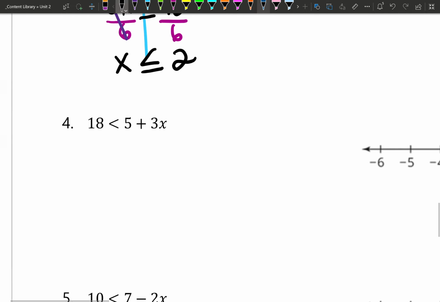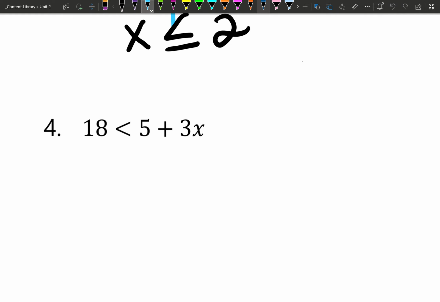3 more problems. Let's go. All right, number 4. Now, number 4 is different. Can you tell how? Hopefully you can notice that the x is actually on the right side. Now that's not my favorite. I actually quite dislike when x is on the right in inequalities, but it happens. So I want to show you what to do when we come across that.